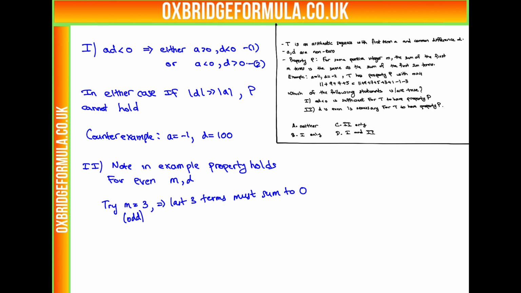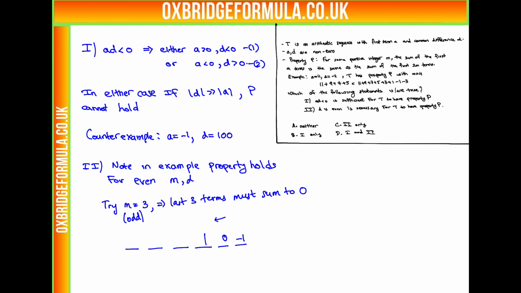So let's try M equals 3, because that's a simple and easy number to think about. Then we know that the sum of the last 3 terms must be 0. So let's try and make that happen. One simple sequence we could try is minus 1, 0, and 1. So we're just increasing by 1 each time.